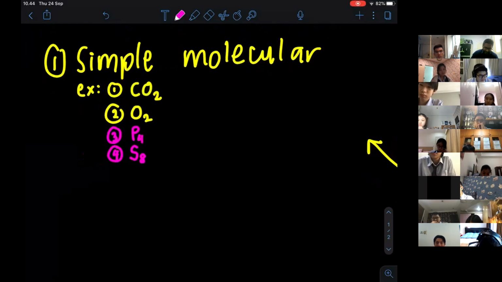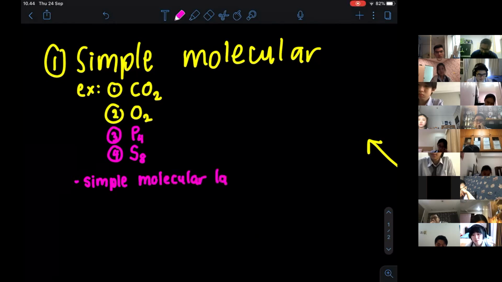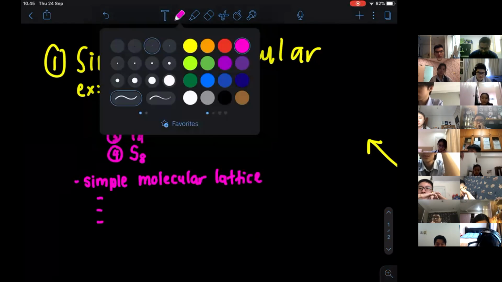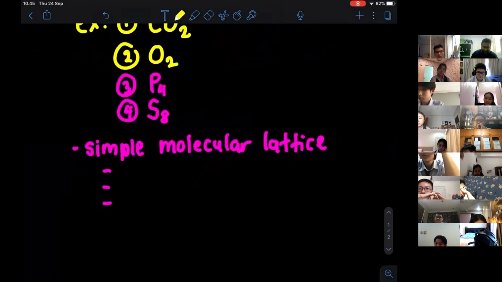Now, I also mentioned just now one part about the simple molecular lattice, where there is going to be a repeating arrangement. I have given 3 examples for the simple molecular lattice. What are the 3 examples that I gave? Maybe let's ask Jasmine. Can you remember that? Iodine. Iodine is one of them. Jeffrey, can you give us another 2?